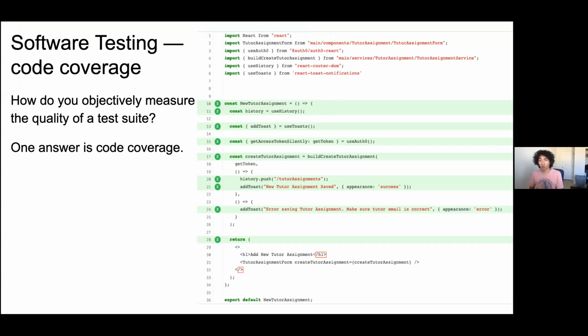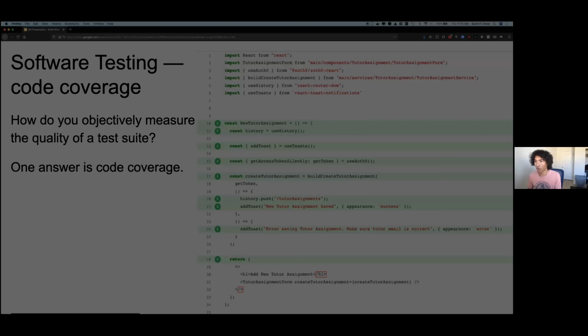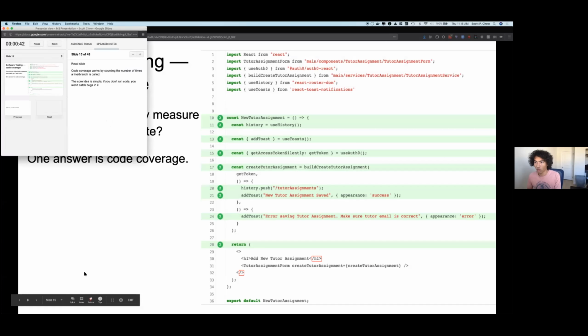Now, code coverage's goal is relatively simple. The idea is that, oh, sorry. I'm not sure what happened there.